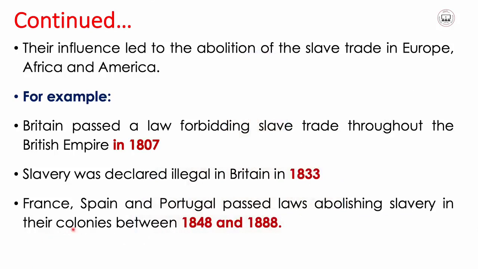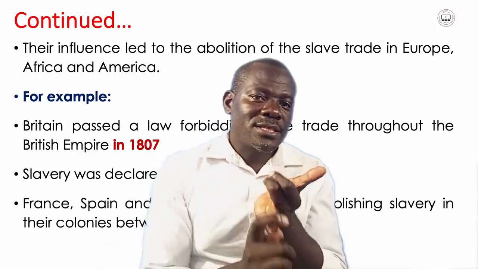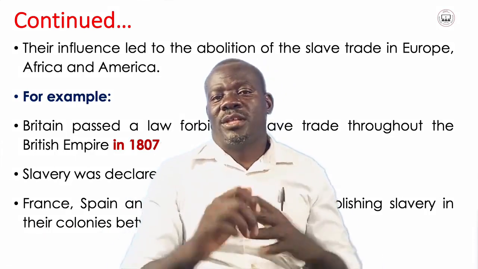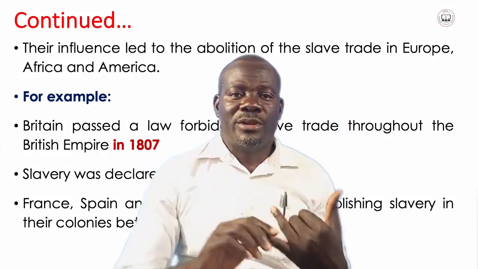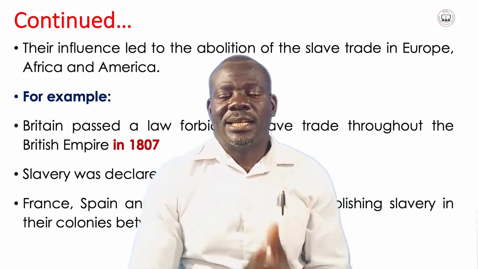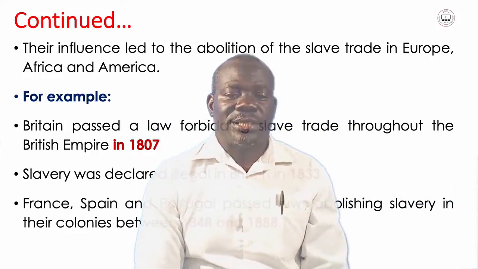Now in France, Spain, and Portugal, they also passed laws abolishing slavery in their colonies between 1848 and 1888. When it started with Britain, then France, Spain, and Portugal also followed. They also abolished slave trade between 1848 and 1888. They said no more slave trade in our territories.